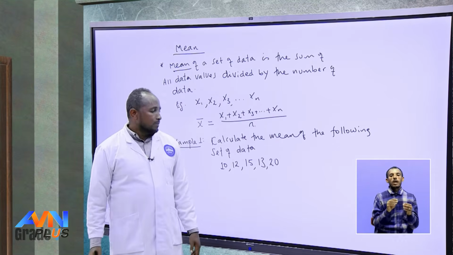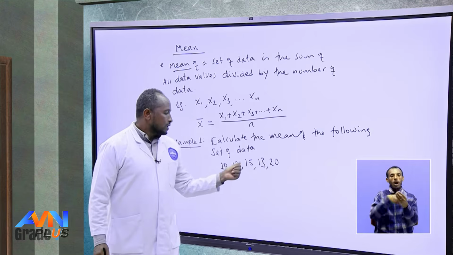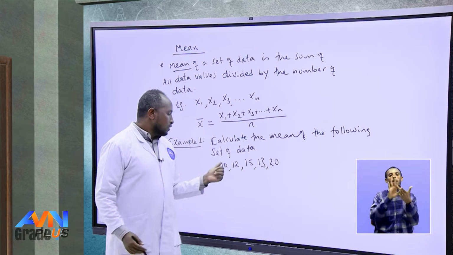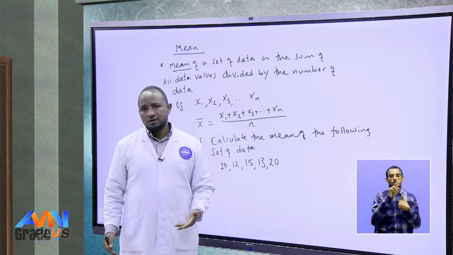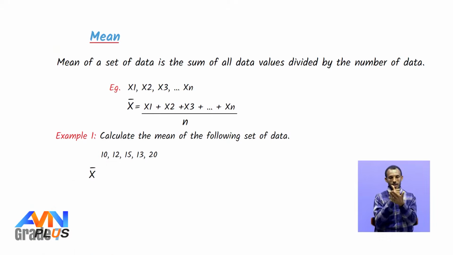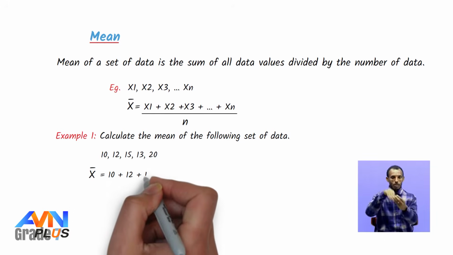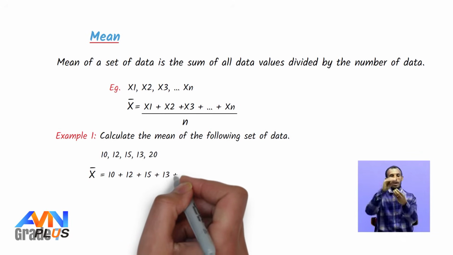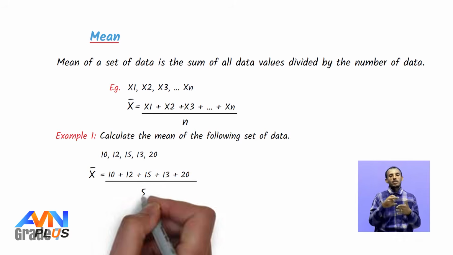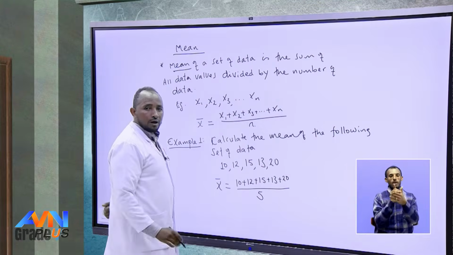So how do we calculate the mean? Simply, as we said earlier, you add all the data and then you divide by the number of data. Here we have 1, 2, 3, 4, 5 data. Therefore, the mean is given by this equation: mean is equal to 10 plus 12 plus 15 plus 13 plus 20, divided by 5, the number of data.